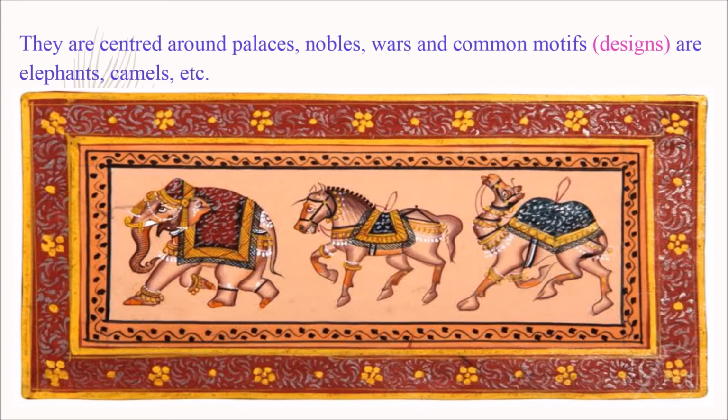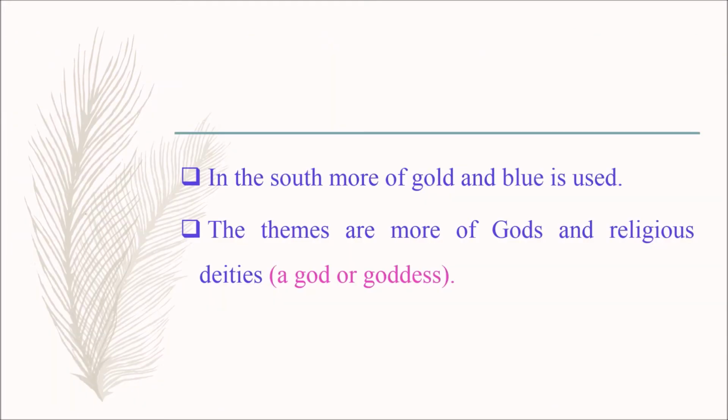They are centered around palaces, nobles, wars, and common motifs. Motifs means designs like elephants, camels, etc. Here we can see the picture of motifs. In the south, more of gold and blue is used.